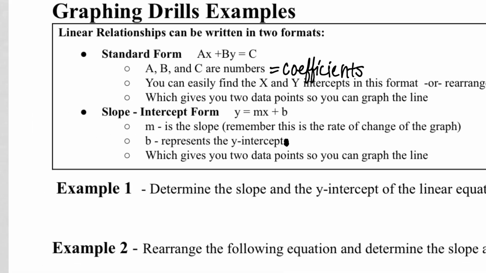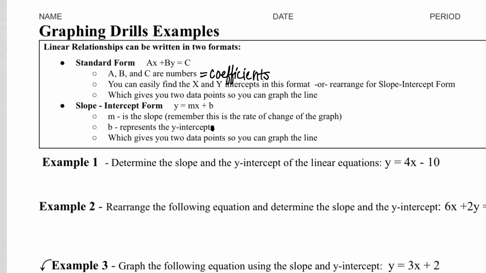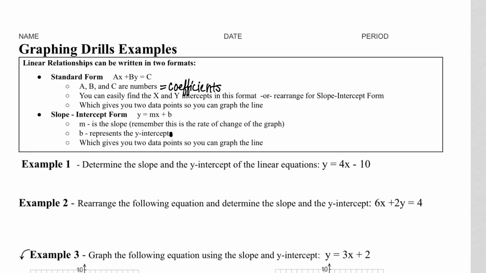So now we're going to determine, for example 1, the slope, the m, is 4. A lot of you guys try to include this x right here. It's just the 4. The x helps me to identify which one is my slope. The b, the y-intercept, is -10. You include the sign there.